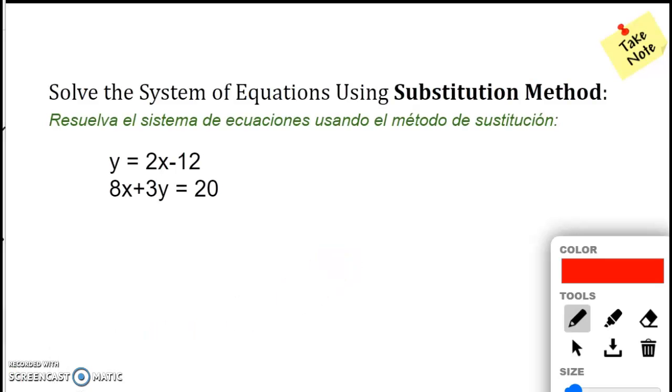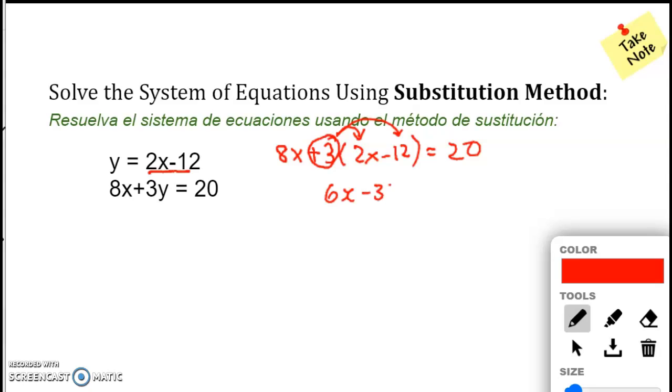I'm running out of time, so I'm going to go through this really quickly. So I write the second equation, but I know that y is isolated, so whenever I see a y, I am going to replace it with what y is equal in value to, that is 2x minus 12. And the rest of the equation is the same. Then from here, I need to distribute the 3 to each of the terms inside. So 3 times 2x is 6x, 3 times negative 12 is negative 36, and the rest of the equation stays the same.